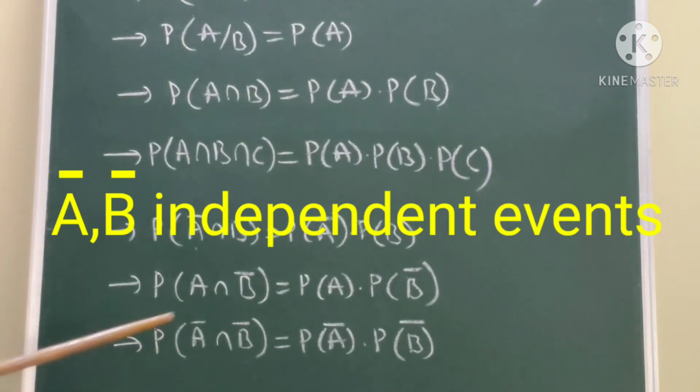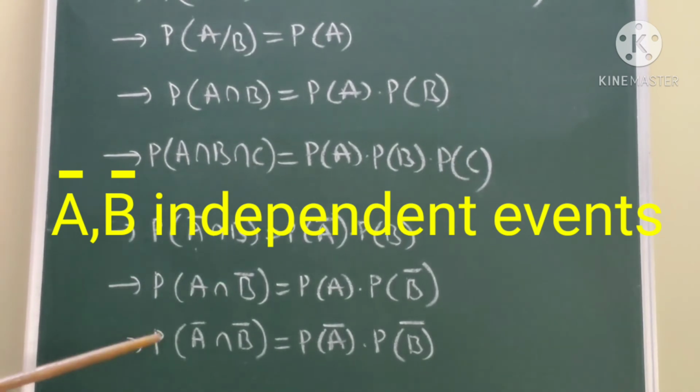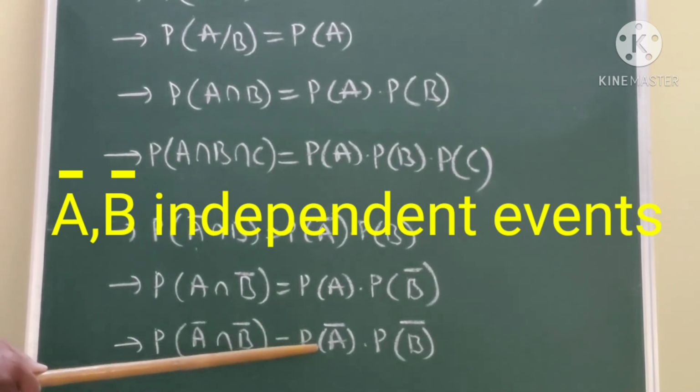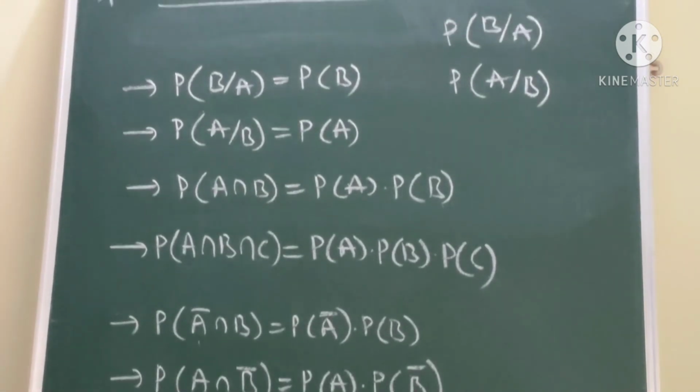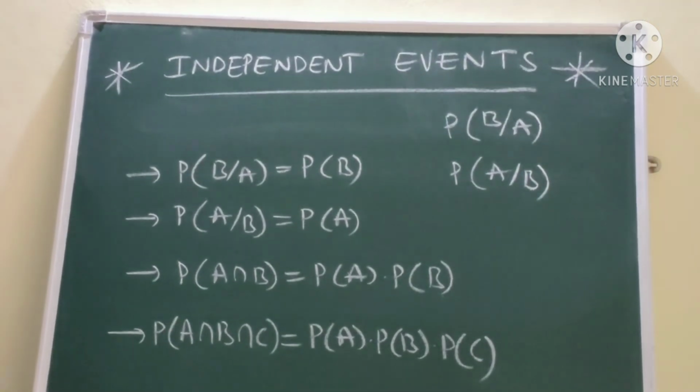And finally, A bar and B bar are also independent events. That means P of A bar intersection B bar is equal to P of A bar into P of B bar. So this is about independent events.